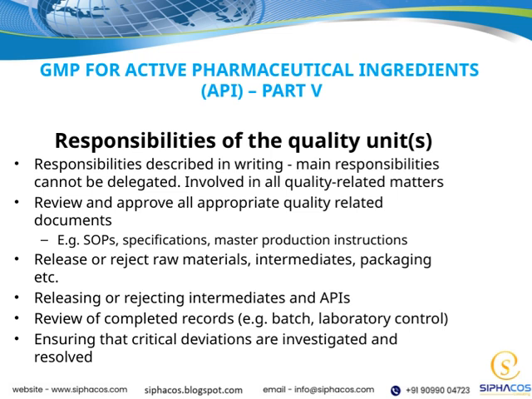Finally, the quality unit must ensure that any critical deviations encountered during manufacturing are thoroughly investigated and properly resolved. Addressing deviations promptly helps maintain the integrity of the process and ensures patient safety. All these responsibilities work together to uphold the standards of good manufacturing practices for active pharmaceutical ingredients, or APIs, which is the core theme of this part of our presentation.